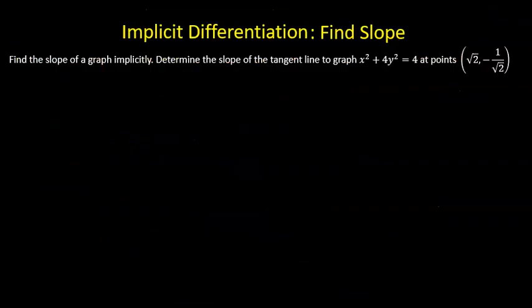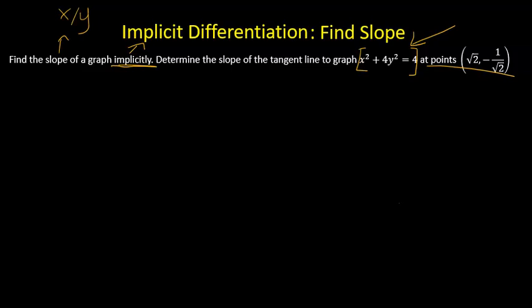Right, so this one's asking me to find slope. It says find the slope, right? And slope, if you remember, is dy over dx of the graph implicitly. Basically, this is just saying find implicit differentiation. Determine the slope of the tangent line to the graph. This is our equation right here. And we're going to do at the point square root of 2, minus 1 over square root of 2. The points thing, we can ignore that for a little bit, but all it's asking you to do is find the implicit differentiation of this particular equation that it gave you right here.